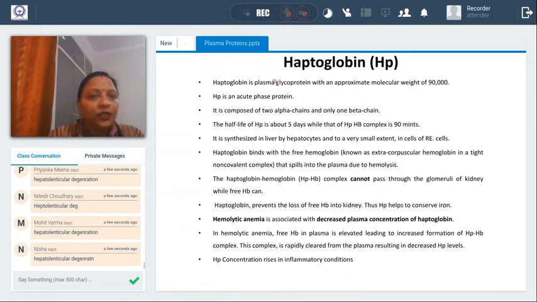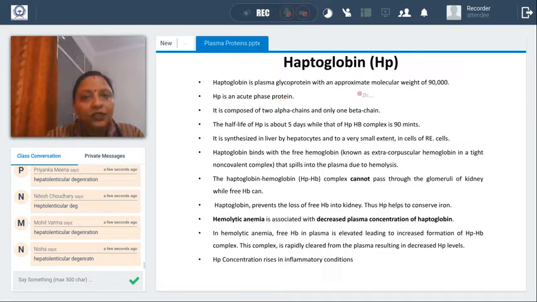The important acute phase protein is haptoglobin, represented by HP. Haptoglobin is a plasma glycoprotein with an approximate molecular weight of 90,000. It is an acute phase protein composed of 2 alpha chains and only 1 beta chain. The half-life of HP is about 5 days, while that of the HP-hemoglobin complex is 90 minutes.